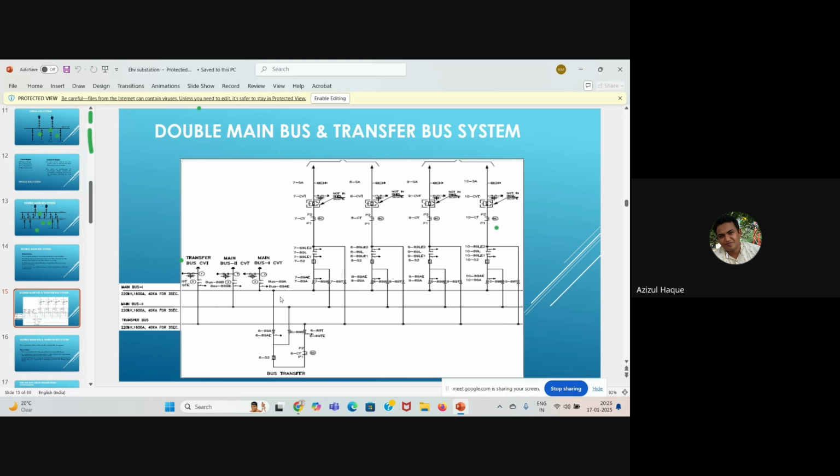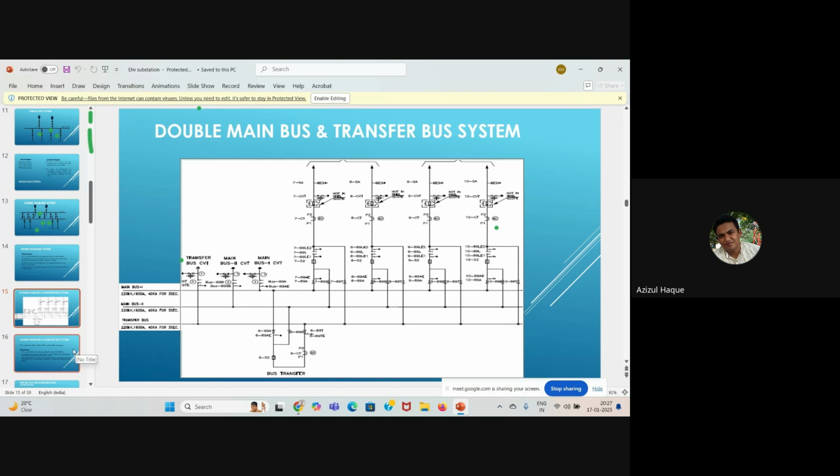In that case, we have to charge this transfer bus from any of the main buses, as per suitability. Suppose we decided that we will charge this transfer bus from main bus 1. So what will we do? We will connect this isolator, and we will sync. Again, we have to sync. Whenever we connect to a bus, we cannot just directly connect it without synchronization. So through this breaker, we charge this transfer bus from any of the main buses. Suppose main bus 1.